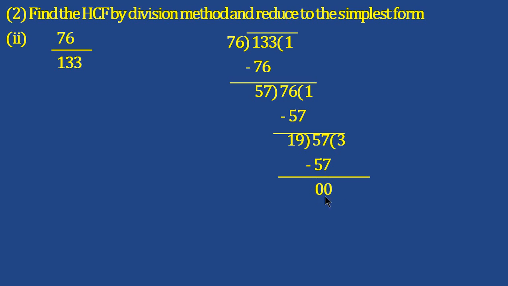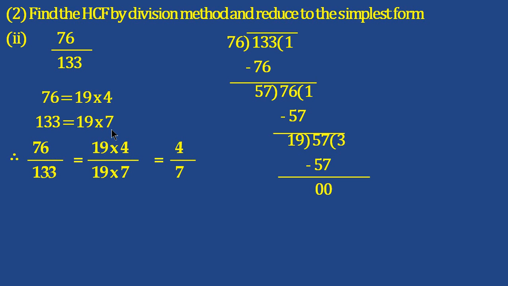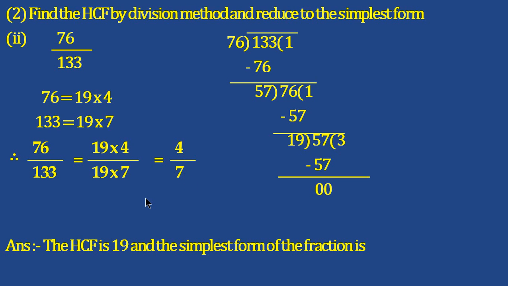So now what you come to know is, again the remainder is 0 when 19 is the divisor. So 19 is the HCF for 76 upon 133. Now 76 can be written as 19 into 4 and 133 can be written as 19 into 7. Since 19 is a common factor, the leftover numbers are 4 upon 7. So the HCF is 19 and the simplest form of the fraction 76 upon 133 is 4 upon 7.